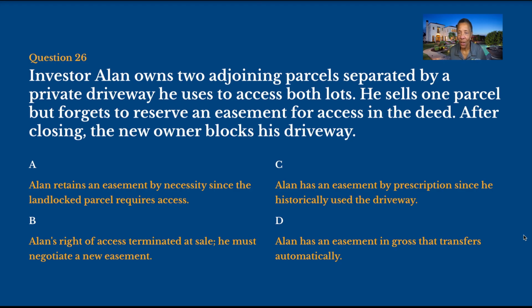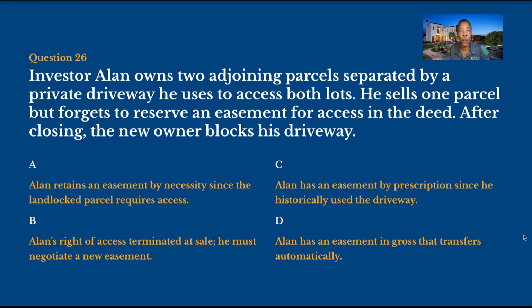Why is that? Because in reality, if he owned both parcels, there was never an easement to begin with, right? You agree with that? Remember we said when 2 parcels come under one ownership, we have a merger, and then there's no easement. So he did not have an easement to begin with. What we needed to do now is create an easement. And so A says he retains this easement by necessity. There was never an easement to begin with, and you don't retain an easement by necessity.